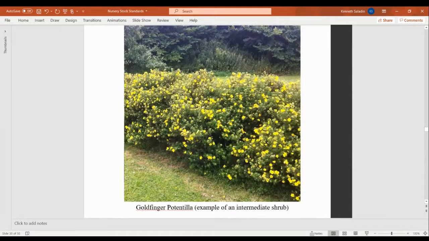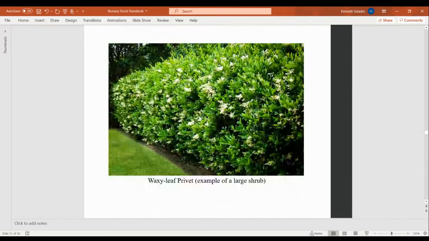If you're familiar with Goldfinger potentilla, this would be an example of an intermediate size shrub. A waxy leaf privet would be an example of a large shrub. So the intermediate and large shrubs are going to be graded by their height.